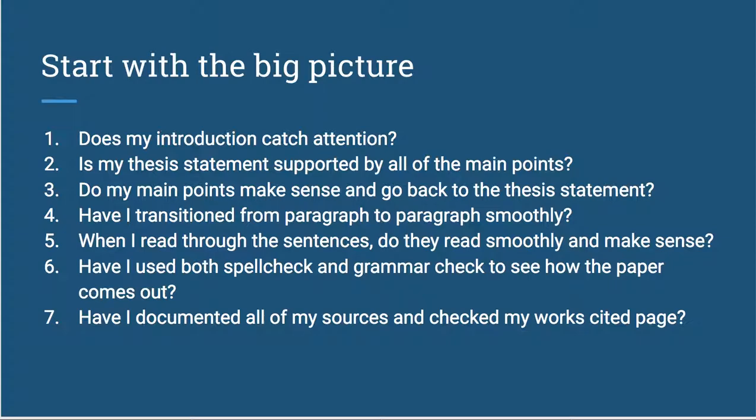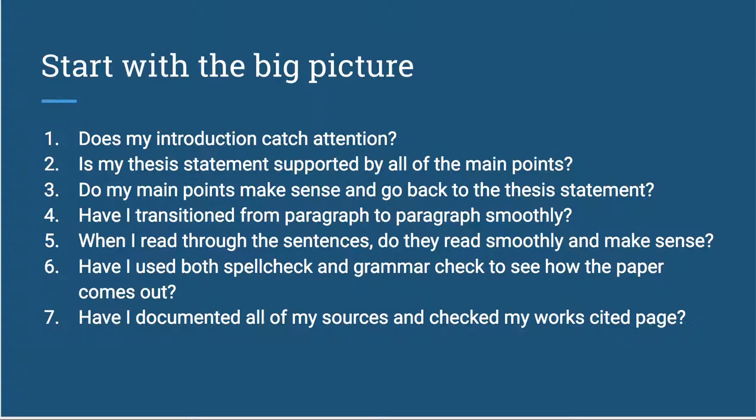Finally, have you documented all of your sources and checked your works cited page? I will tell you right now that if you turn a paper in that doesn't have a works cited page, I won't grade it. This is a persuasive research paper. You need to have your citations in your paper and you need to have that works cited page. Without it, I don't know where you got your information and I don't know how to check on it. So please remember these pieces.